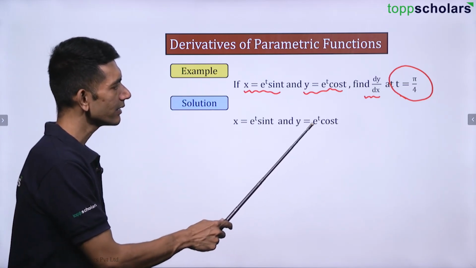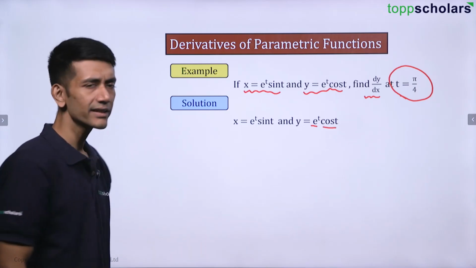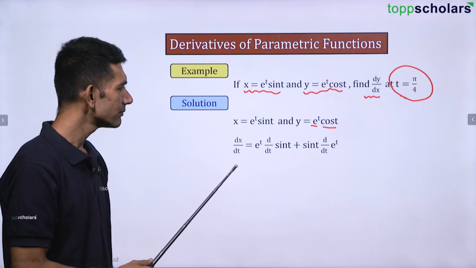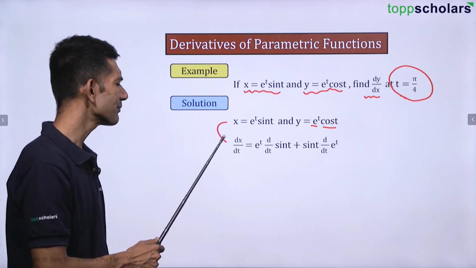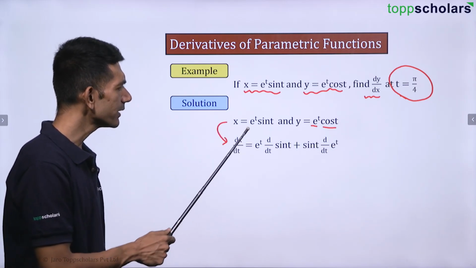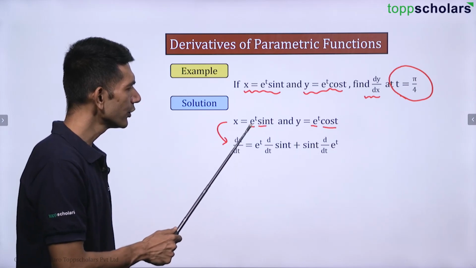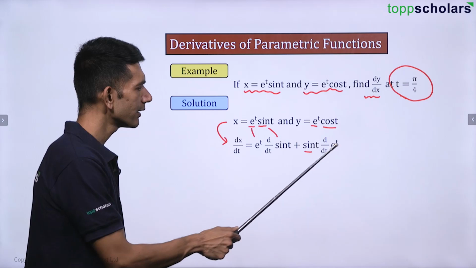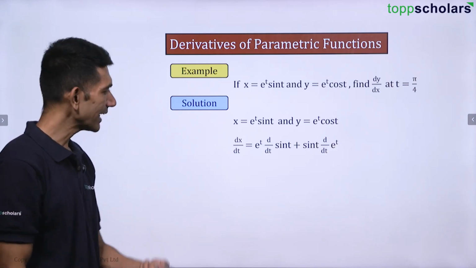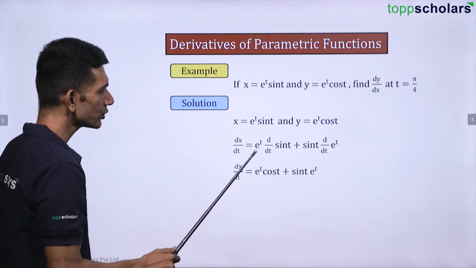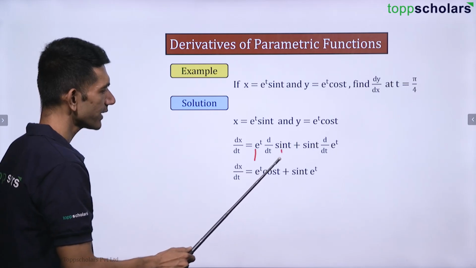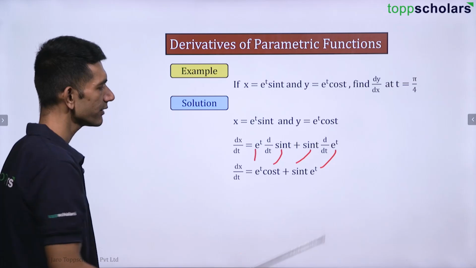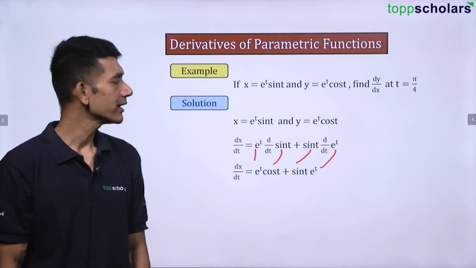So dy by dt. But these are two different functions, isn't it? So we'll have to apply product rule. So can I say, okay, we'll find out dx by dt first. Doesn't matter, same thing. Dx by dt. Product rule again. U derivative of v plus v derivative of u. So that is further equal to e raised to t, derivative of sin t is cos t, sin t as it is, derivative of e raised to t is e raised to t. This is dx by dt.